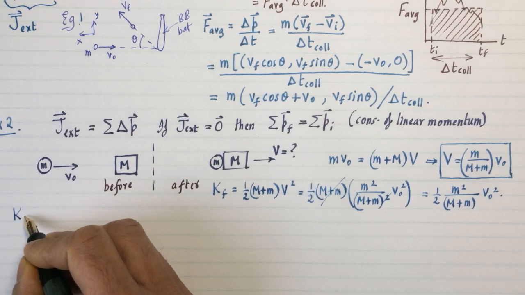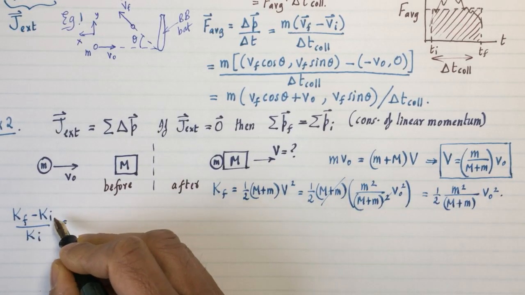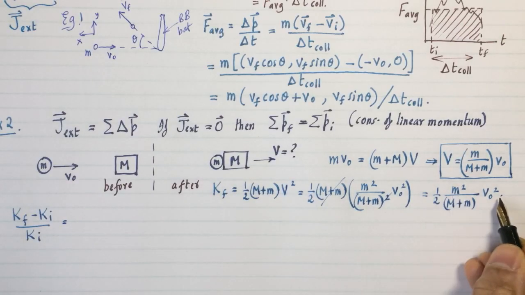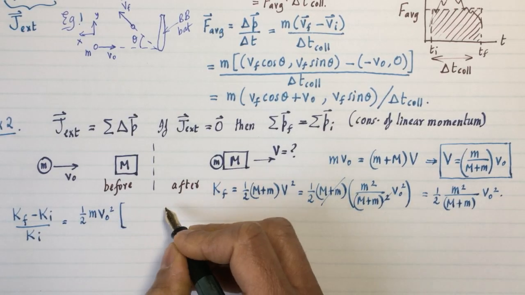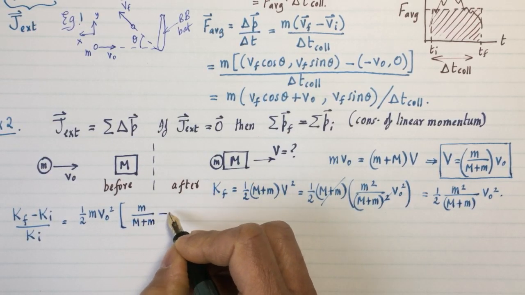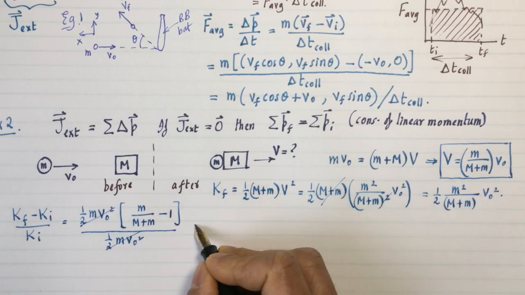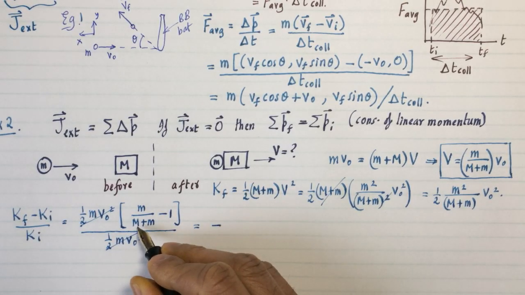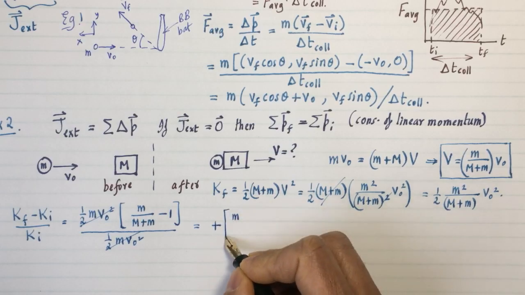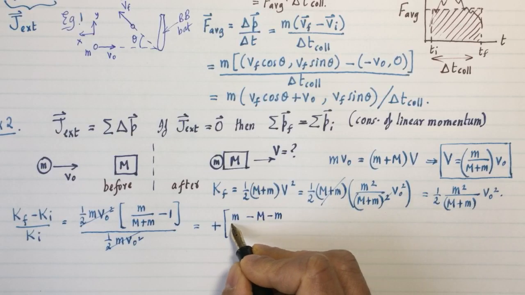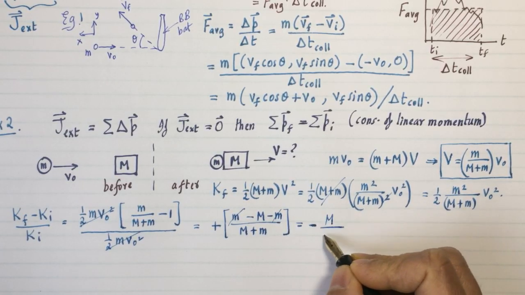Then we can calculate the percentage loss of kinetic energy by computing this ratio, Kf minus Ki divided by Ki. So Ki is just 1/2 little m v naught squared. I notice that I have 1/2 little m v naught squared here, so I'll take that common, and then I'm left with m over m plus M minus 1, divided by 1/2 m v naught squared. So these two cancel out, and this is just negative. Let me just do this: little m minus capital M minus little m over m plus M. Little m cancels out, and that's negative capital M over m plus M.